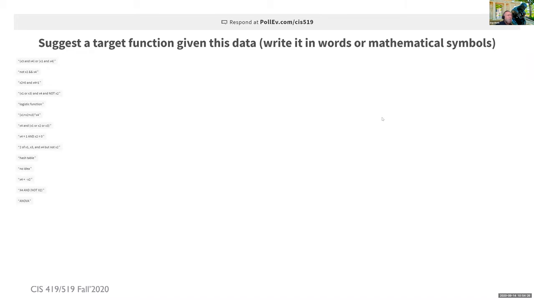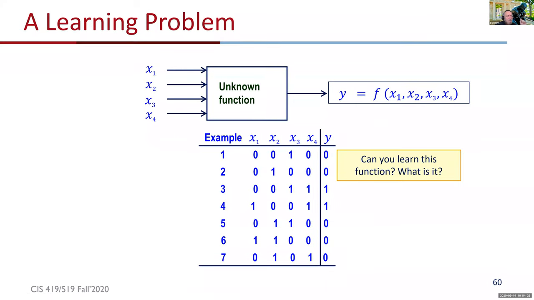Okay, let's go back and look at this function. So far we've seen several suggestions. For example, one of the suggestions was x4 and not x2. Let's see if this function is correct. If x4 and not x2, that means that if x4 is 1 and x2 is 0, it should be a positive example. X4 is 1 here and x2 is 0. It's a positive example, and these are the only two examples. So that works.